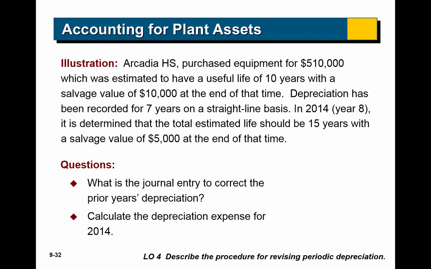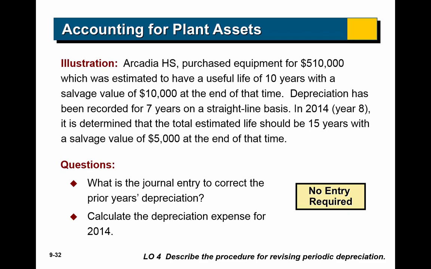Arcadia High School purchased equipment, $510,000. It was estimated to have a useful life of 10 years with a salvage value of $10,000 at the end of that time. Depreciation has been recorded for 7 years on a straight line basis. In 2014, year 8, it is determined the total estimated life should be 15 years with a salvage value of $5,000. So we need to do a journal entry to correct the prior year's depreciation. No, we don't. Okay, we leave the prior year depreciation the same.